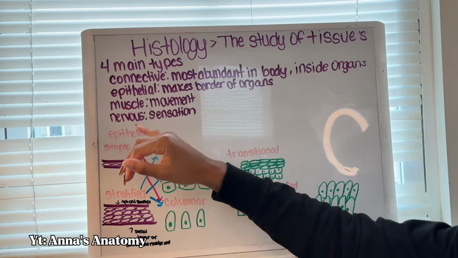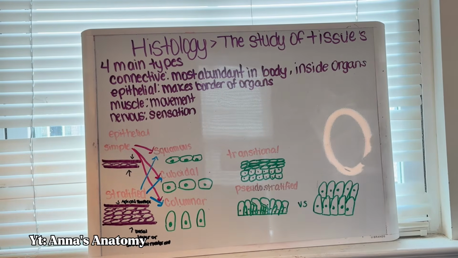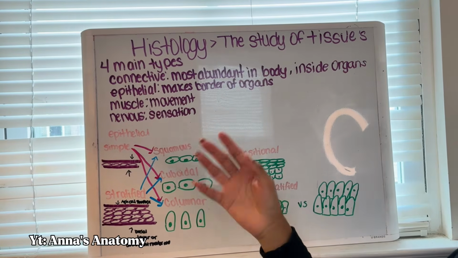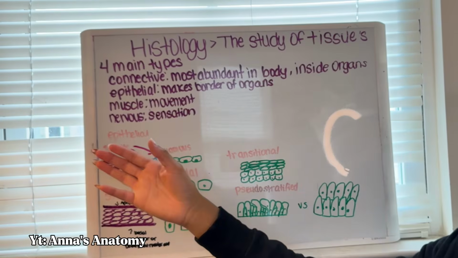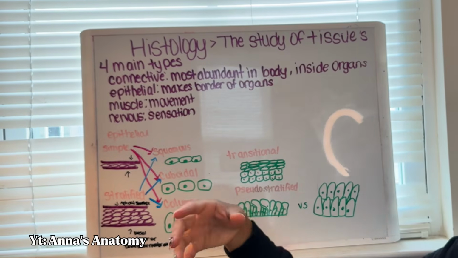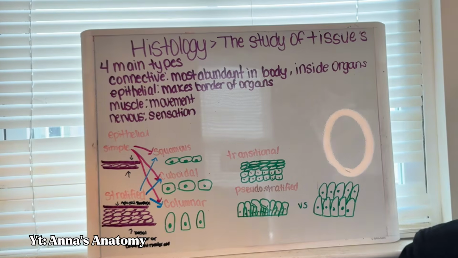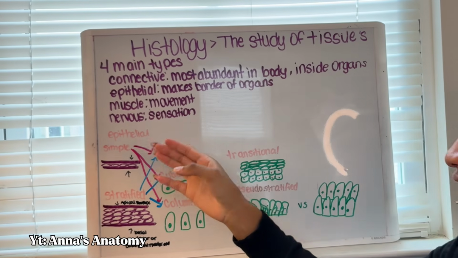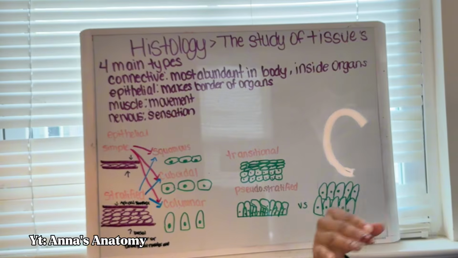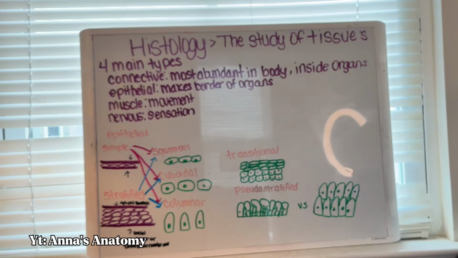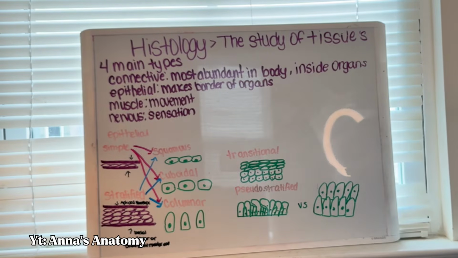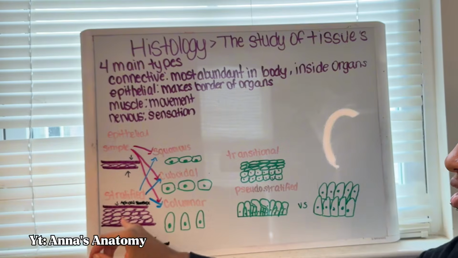We have connective tissues, which are the most abundant in the body, and you'll find these inside organs. We have epithelial tissues, which makes the border of organs as well as our skin. We have muscle tissue, which is important for movement, like for example the churning of your stomach. And we also have nervous tissue, which is very important for sensation, feeling, things like that. So we're going to mainly focus on connective and epithelial tissue. Once we get into the nervous system and muscle system, I'm really going to focus on muscle tissue and nervous tissue. And we have simple and stratified.